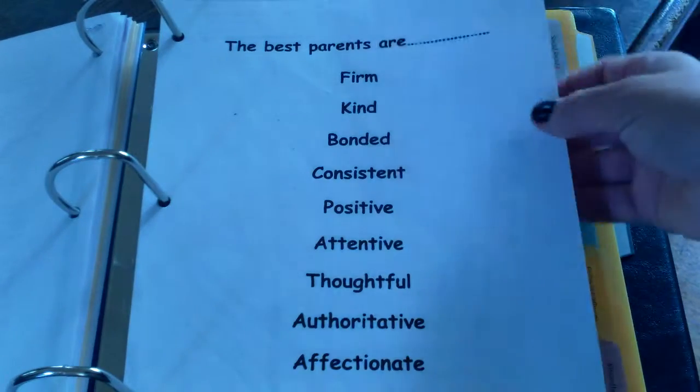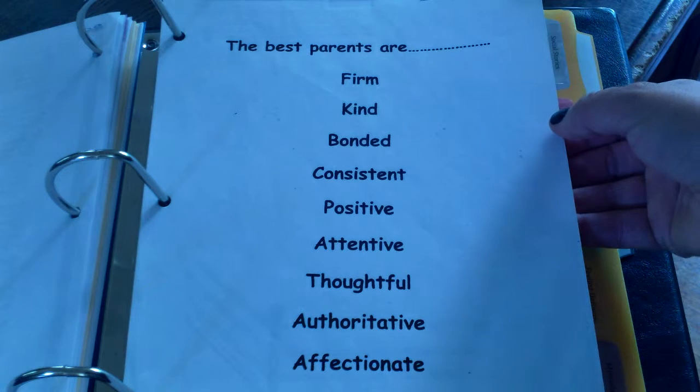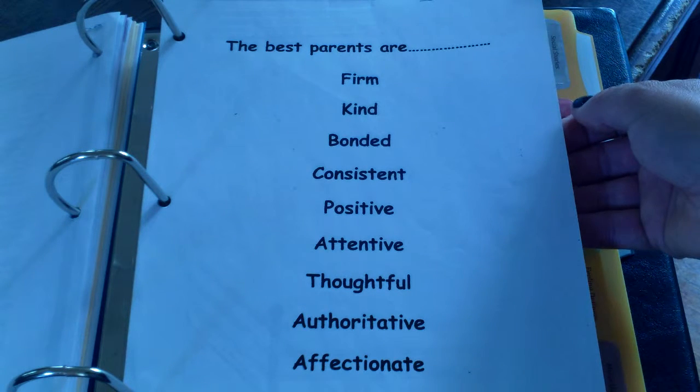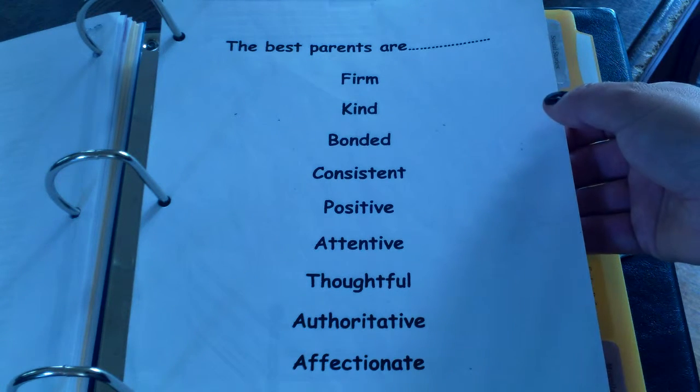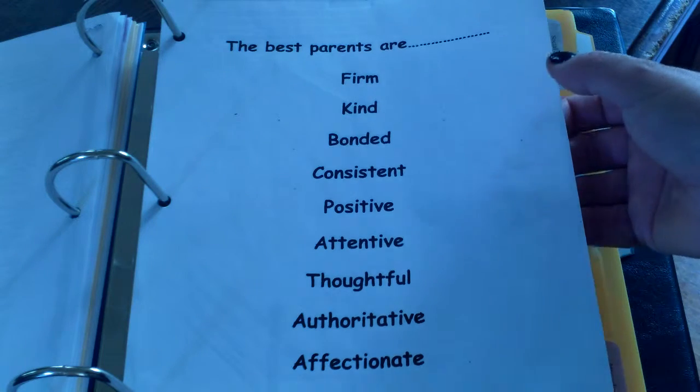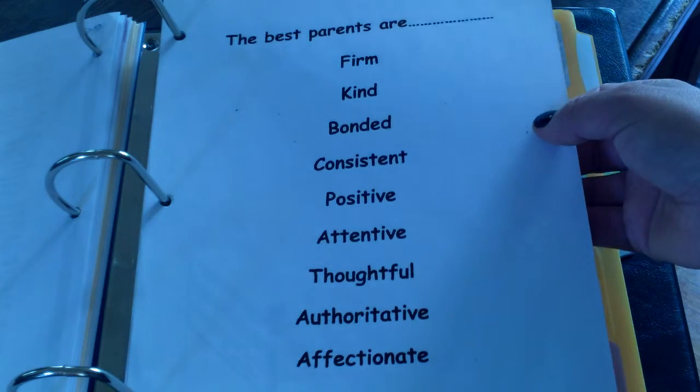This is one for children to use to talk about their parents. And the best parents are firm, kind, bonded, consistent, positive, attentive, thoughtful, authoritative, affectionate. It can also be used with parents to help them assess their own parenting skills. This is one for a child. Do you ever feel like punching someone in the nose? And they can draw pictures, and it helps us to talk about the people they may be angry at.